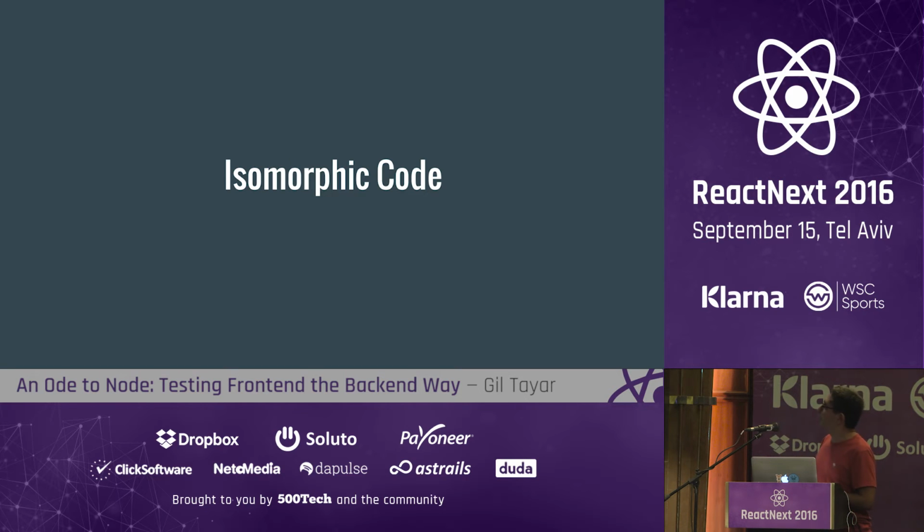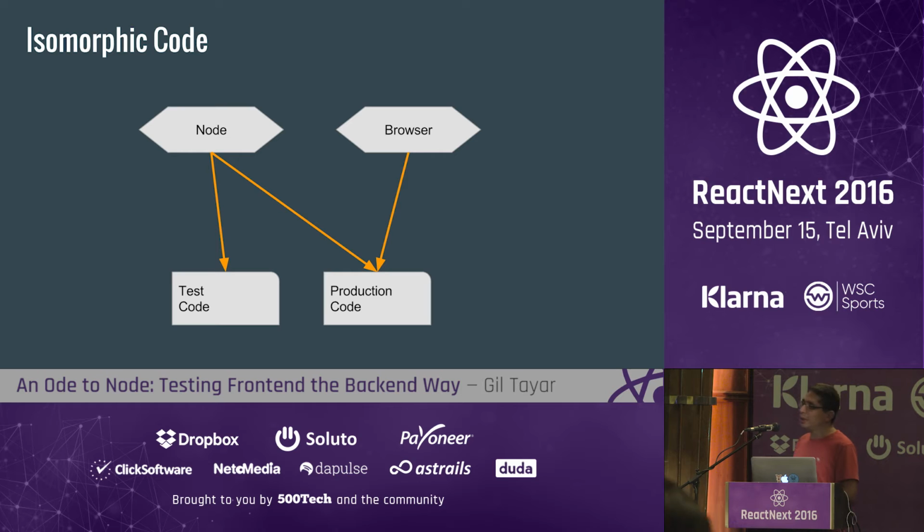Okay, so this is isomorphic code. Your test code and your production code runs under Node, but only the production code needs to run under the browser. Just if somebody is not familiar, production code is all your code that is not the test code, okay? The code that our users run. Let's see if our production code is isomorphic.